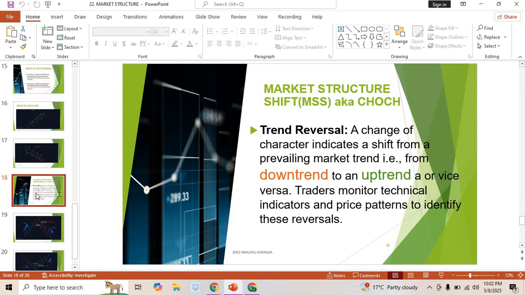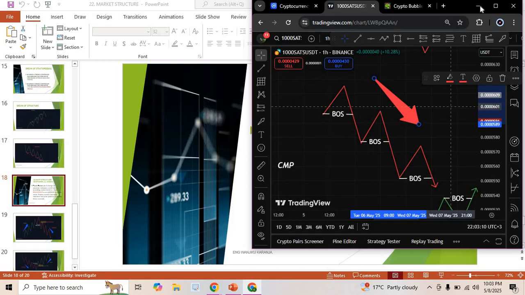But for the purpose of this class, we'll call that a break of structure to make a difference. So anyway, a market structure shift we can also call a change of character. What is it? It is a trend reversal. A change of character indicates a shift from the prevailing market trend, that is, from a downtrend to an uptrend or vice versa. So let's look at that right here.